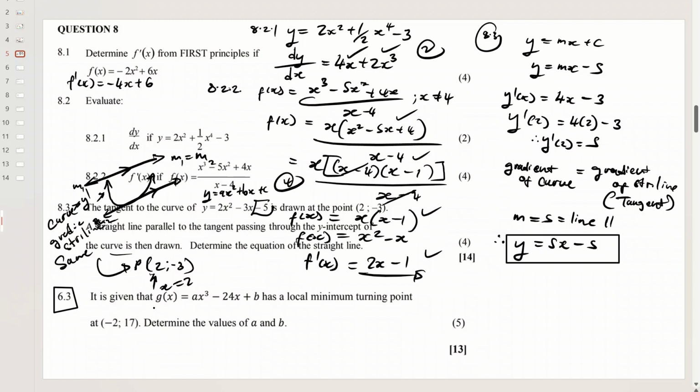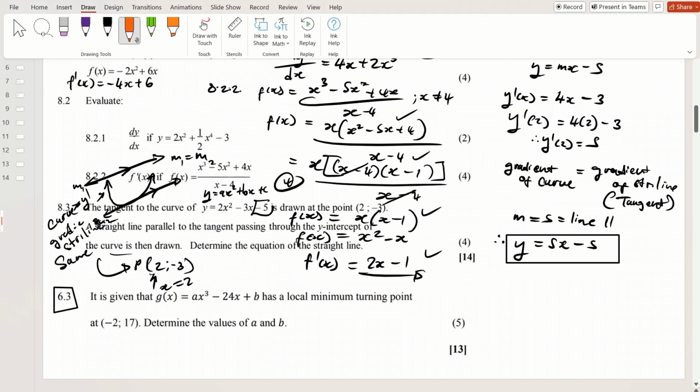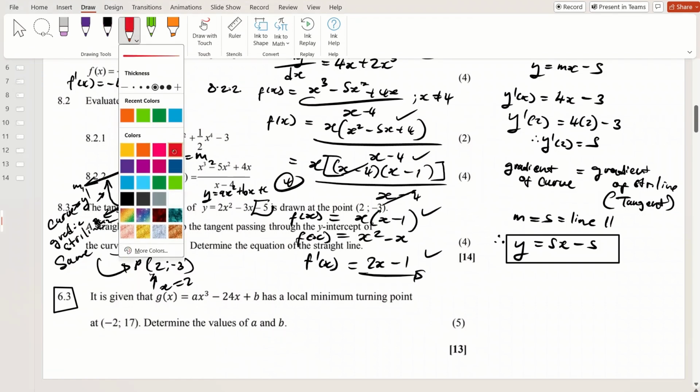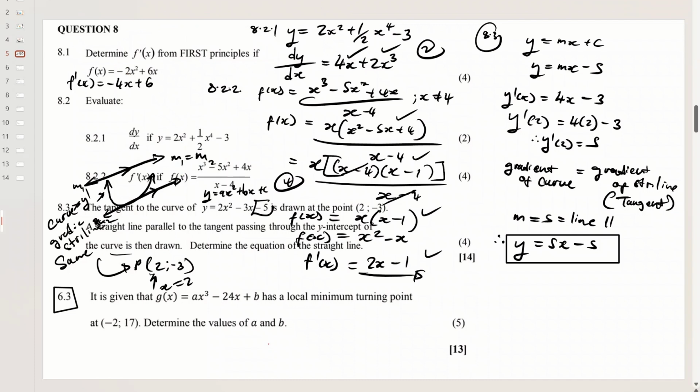It is given that g of x has a local minimum at this point. Okay, let me use red. Yeah. That's very simple, guys. Now, what are we going to do? We know this point here is also a point on our curve.